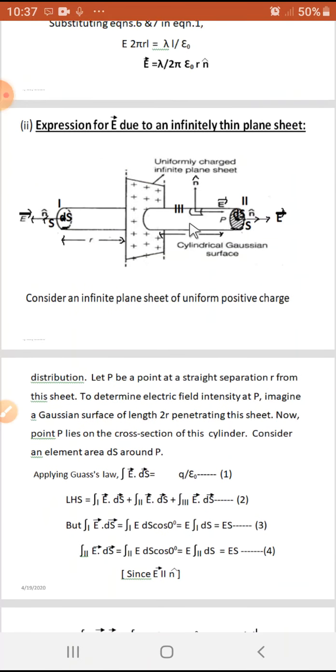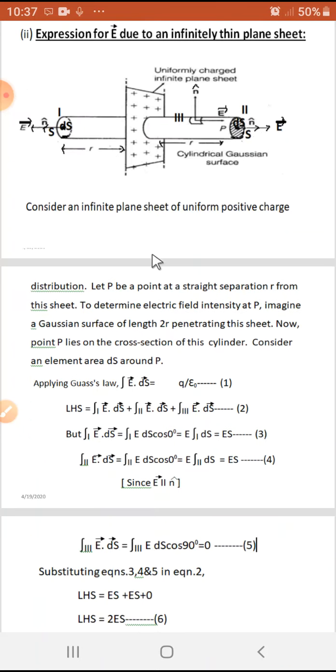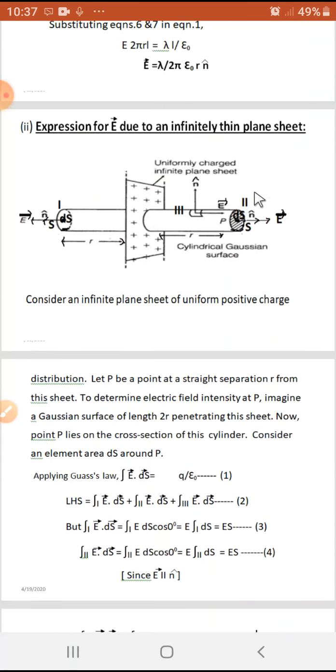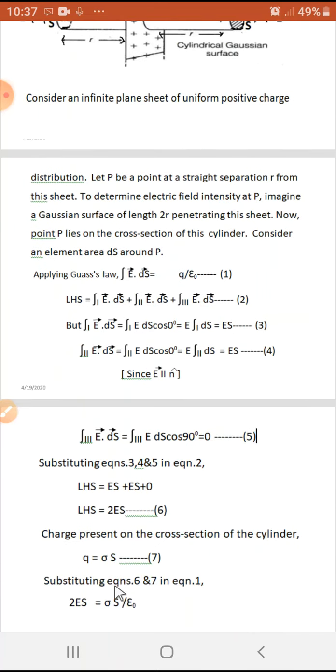Then the charge enclosed by this Gaussian cylinder is equal to the surface charge density sigma, into the surface area. When you substitute the surface area, you consider only the area of the sheet enclosed by the cylinder, which is equal to the cross-sectional area. Correct? The area of the sheet enclosed by the cylinder is the cross-sectional area. Substituting that value, we get Q equal to sigma S.